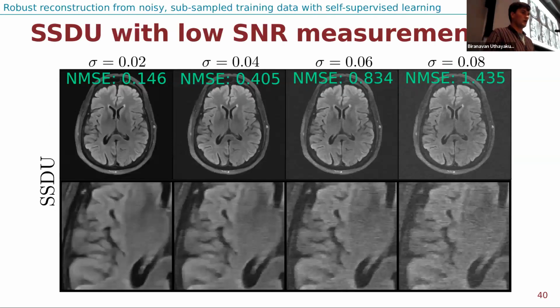So a quick bit of motivation. If we just do SSDU and artificially add noise and see how it performs, we can see clear visible noise as we increase the measurement noise. This is not a surprise, right? We haven't done anything to remove the measurement noise, so it's going to be present in the reconstruction.